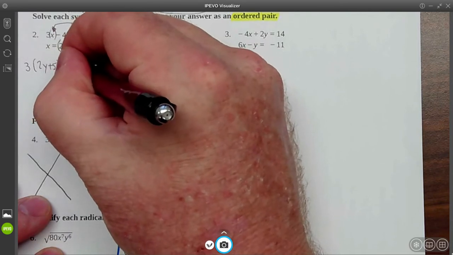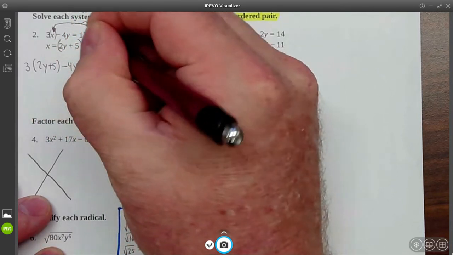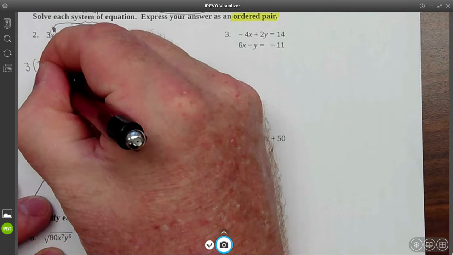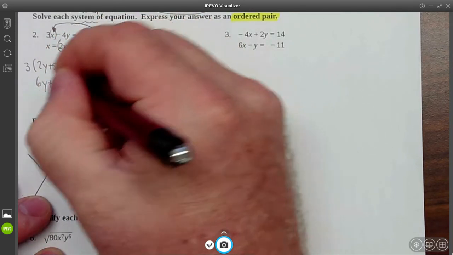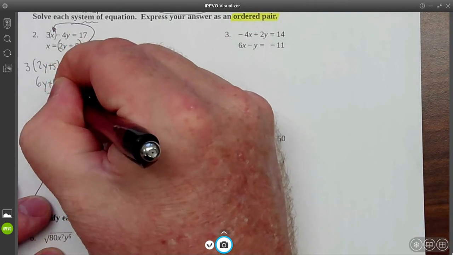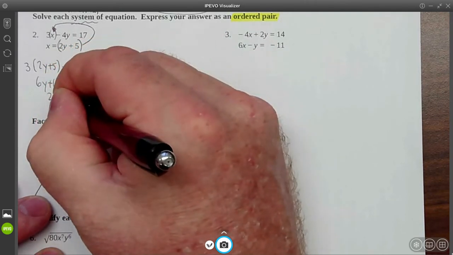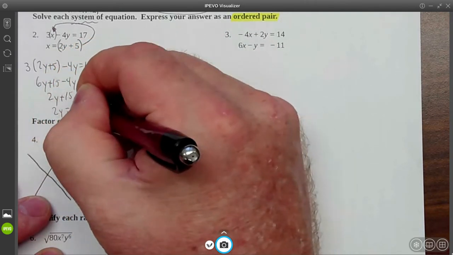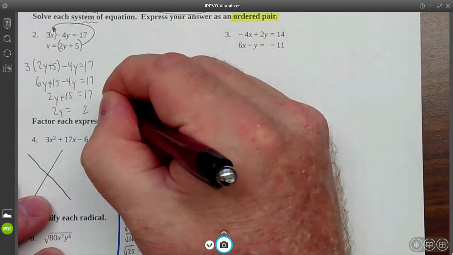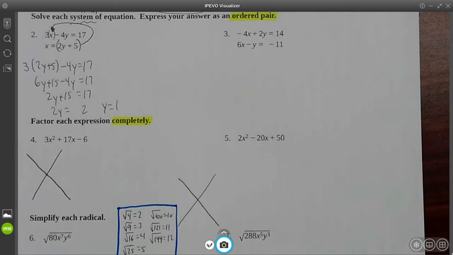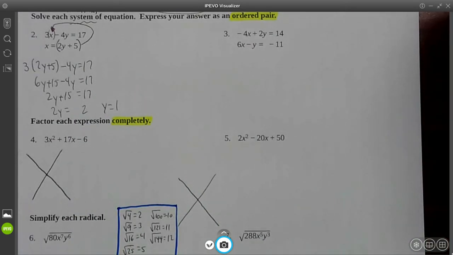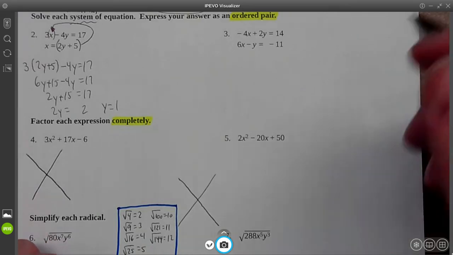So then it's minus 4y equals 17. So that'd be 6y plus 15 minus 4y equals 17, which is 2y plus 15 equals 17. So 2y equals 2, and therefore y equals 1. Now that's a lot of work, and a lot of times that's all you do when you're done. That's the final answer. But in this case, that's just the answer for y. We also need the answer for x.